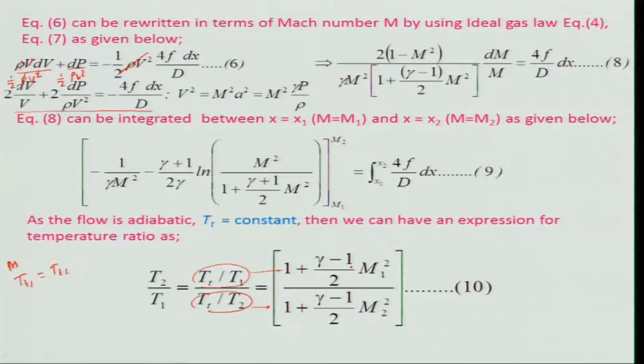Similarly, we will now be getting expressions for various property ratios. From the continuity equation, I can get ρ1V1 = ρ2V2, and since a² = γp/ρ from the definition of the speed of sound, I can get γp1V1 divided by a1².